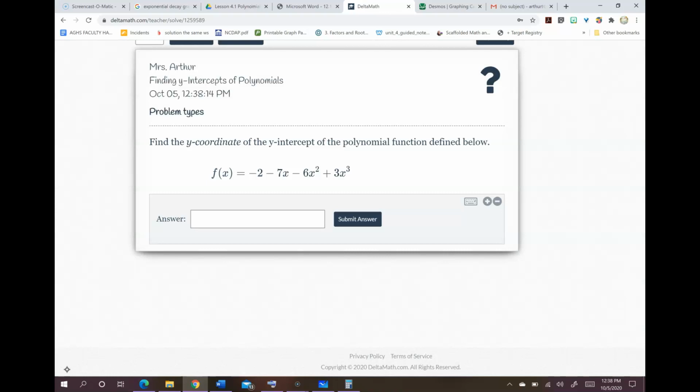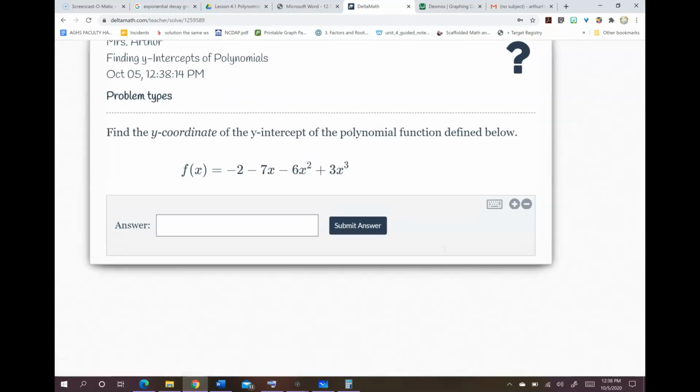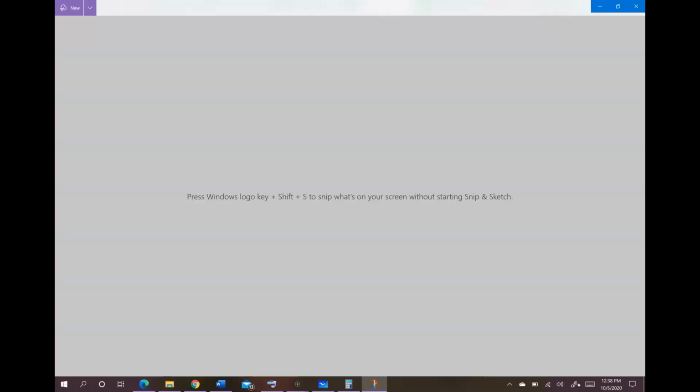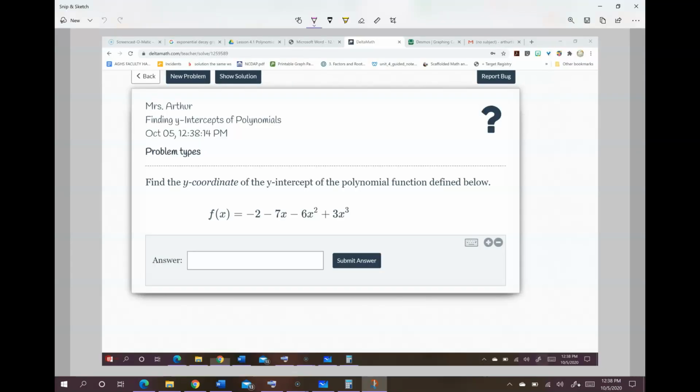Now, the reason why I'm doing this one is because I want to show you that it's so important to read your instructions. When I've asked you for the y-intercept, I asked you for coordinate form. Well, if you read this one, it says find the y-coordinate. It doesn't want both coordinates. It just wants the y value for the y-intercept.